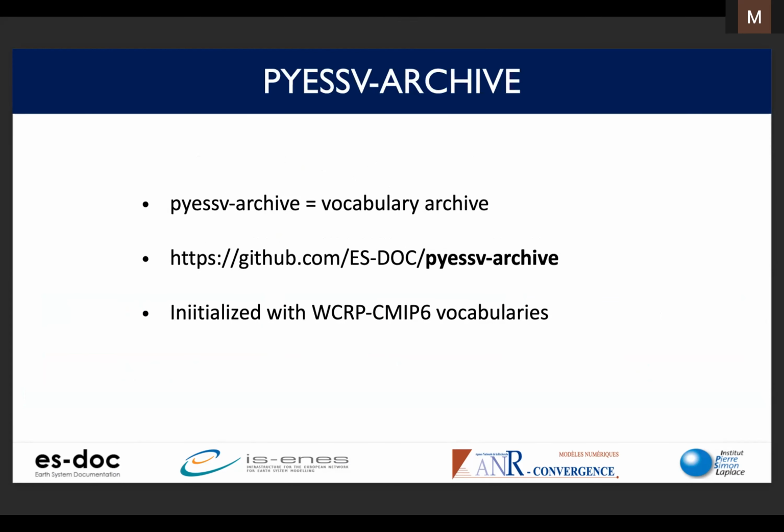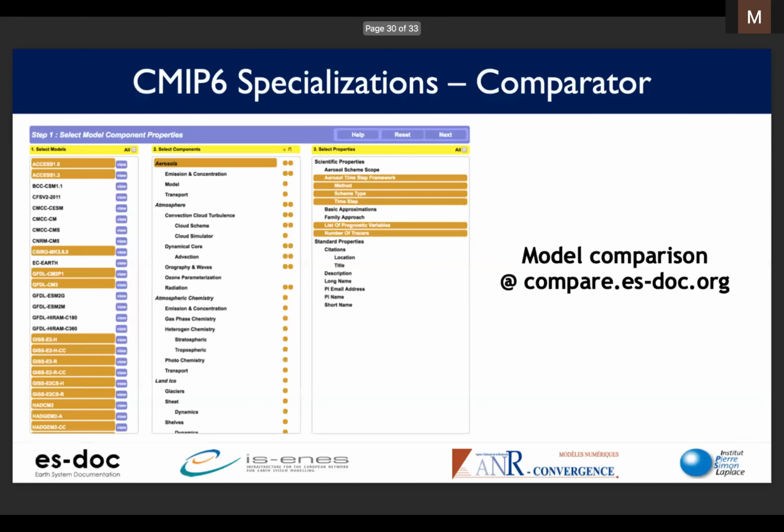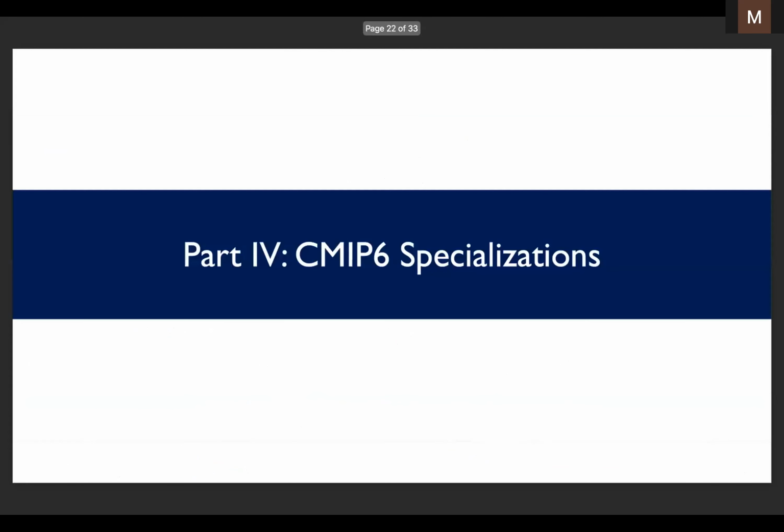And associated with PySSV is an archive of vocabularies, and most of those vocabularies have been sourced from the WCRP CMIP6 vocabularies, but we also support other communities, such as obs4MIPs, CORDEX, etc. This archive is ever growing. Voila. So that's an overview of the ESDoc tooling chain for CMIP6.